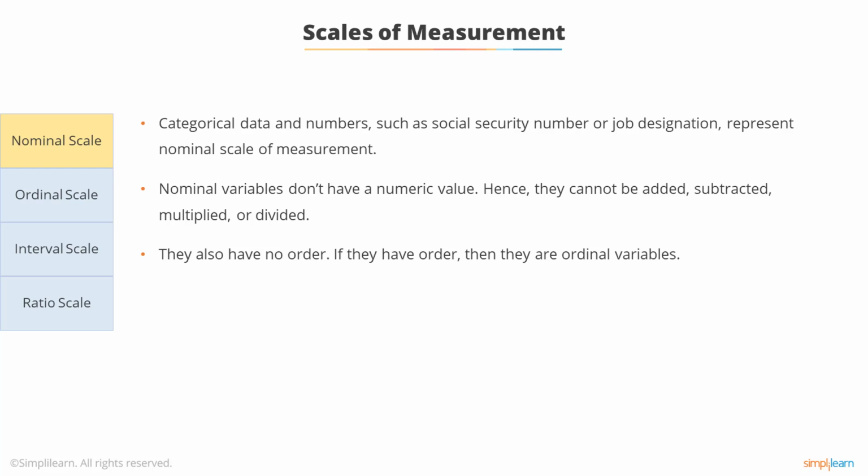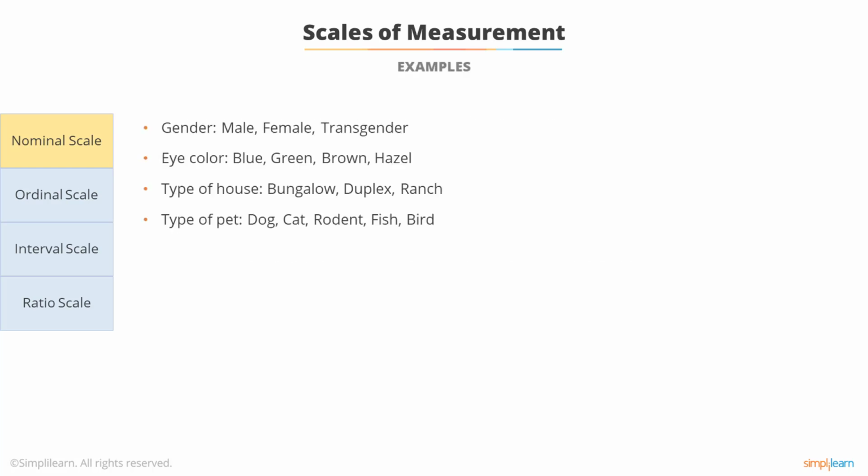I'm not sure you want to say that nominal values don't have a numeric value, when Social Security and job designation have a numeric value. Nominal values, you can think of as names. They can't be added, subtracted, multiplied, or divided. You can think of something like color: red, blue, green, yellow is a nominal scale. If there was some order to it, they would be called ordinal variables. Otherwise, they remain nominal. Such examples include gender, such as male, female, transgender. There's no order to that. They're named, right? Eye color: blue, green, brown, hazel.